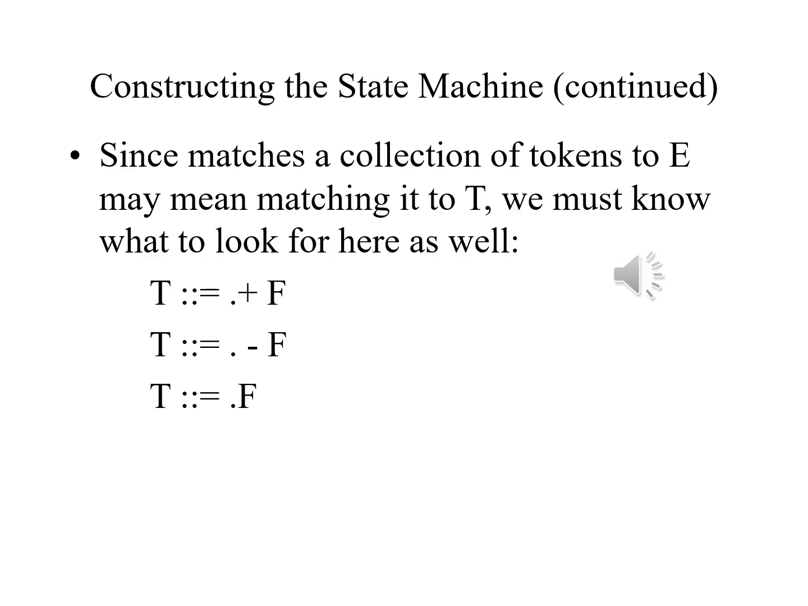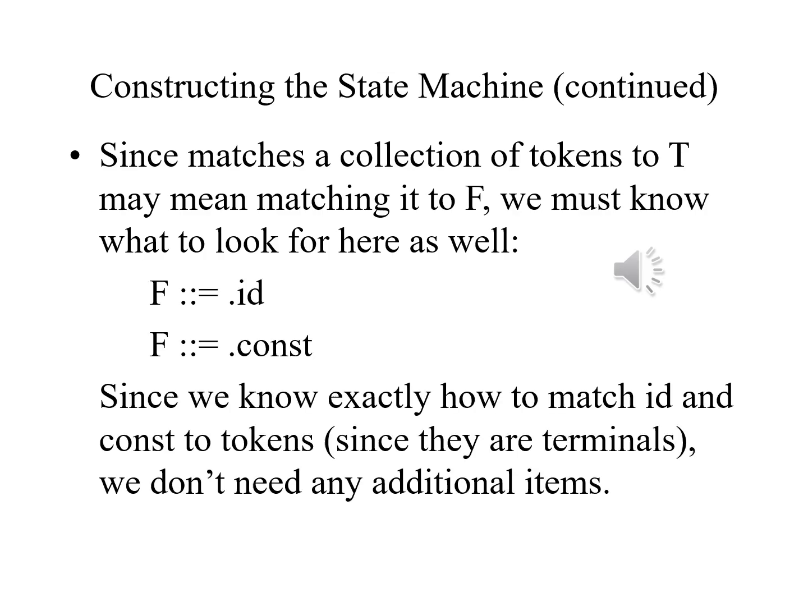Since matching a collection of tokens to E may mean matching them to T as well, we need to know what to look for in that case as well. And we can see that here. T derives dot plus F, T derives dot minus F, and T derives .F. Similarly, since matching a collection of tokens to T may mean matching it to F, we must know what to look for here as well. F derives .id, F derives .constant.